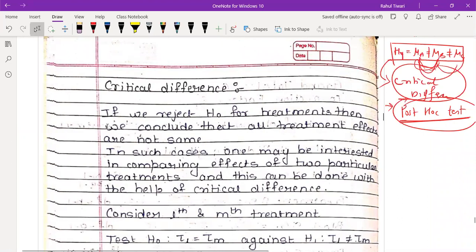So if you reject the null hypothesis, then we conclude that all the treatment effects are not same. In such a case, one may be interested in comparing the effects of two particular treatments. That means now I am interested in checking two particular treatments with the help of the critical difference method. So the critical difference method is only used when you want to compare any two treatments. Remember, sometimes they may ask you in objective type questions.